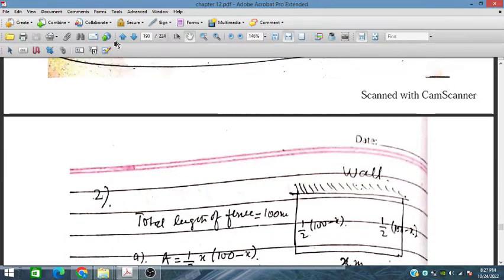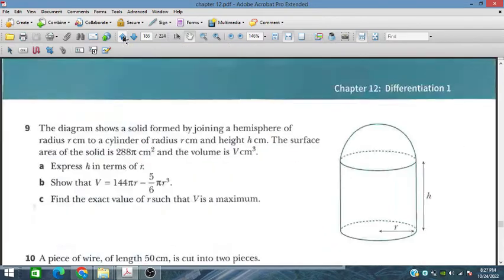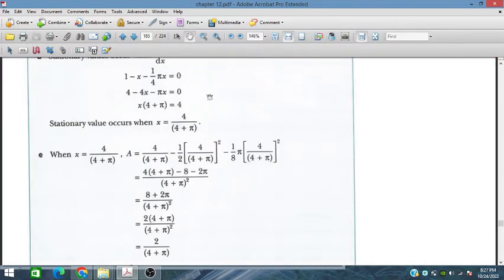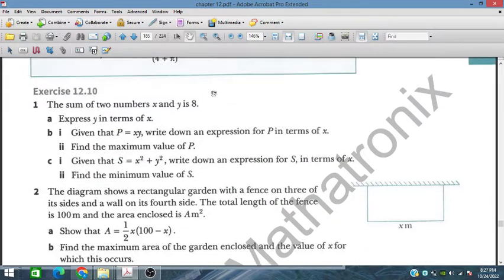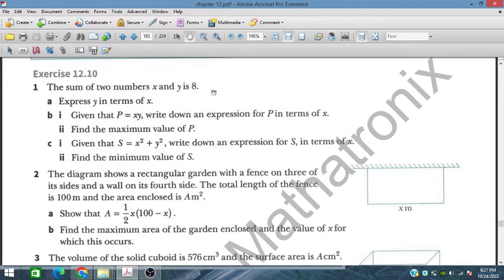Problem number 2. The diagram shows a rectangular garden with a fence on three of its sides. Here we have one fence, a second fence, and a third fence, three sides, and the wall is on the fourth side. So the total length of the fence is 100 meters. So this plus this and this is equal to 100 meters.